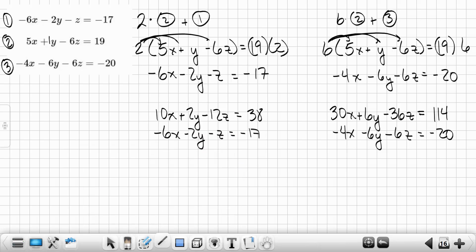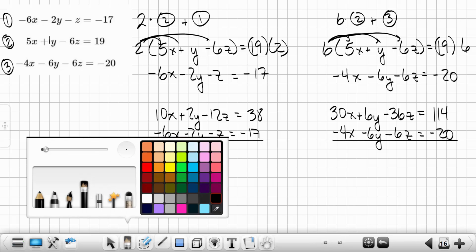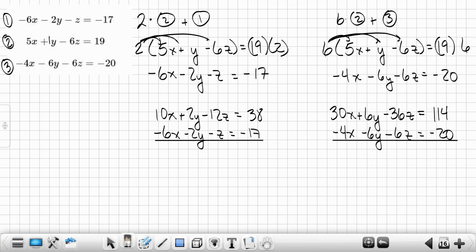So now, since my y's are opposite signs with the same coefficient, I'm going to erase this circle in a second. That's a positive 2 and a negative 2. This is a positive 6 and a negative 6. Those are going to cancel now when I add them. So 10x minus 6x is 4x. The y's are gone. Negative 12z minus z is negative 13z. And 38 minus 17 is 21. Notice y is now gone. I have an easier equation.